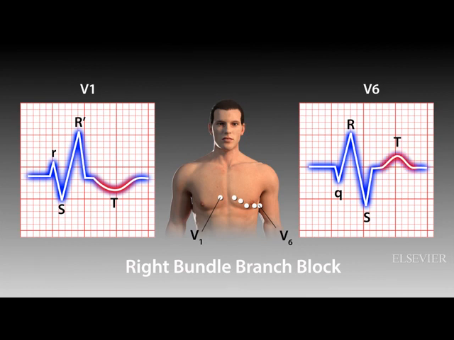Examples of primary T-wave abnormalities include T-wave inversions resulting from ischemia, electrolyte abnormalities such as hypokalemia and hyperkalemia, and drugs such as digoxin.